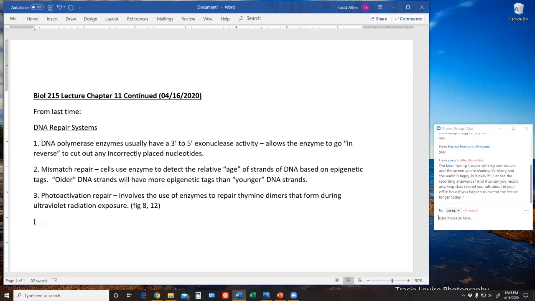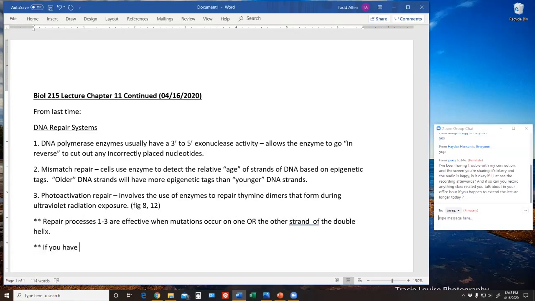Okay, so let's see here. Repair processes 1 through 3 are effective when mutations occur on one or the other strand of the double helix. If you have damage to both strands simultaneously, this is much more serious and much more difficult to deal with.